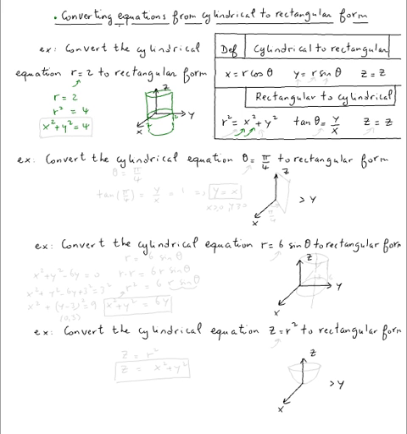Right. Now next example, convert the cylindrical equation theta is equal pi over 4. Now again, the only way I can get x and y is to use this formula. So how do I use it? This means that tangent of pi over 4 is equal to y over x. But tangent of pi over 4 is just 1, which means y equals x.